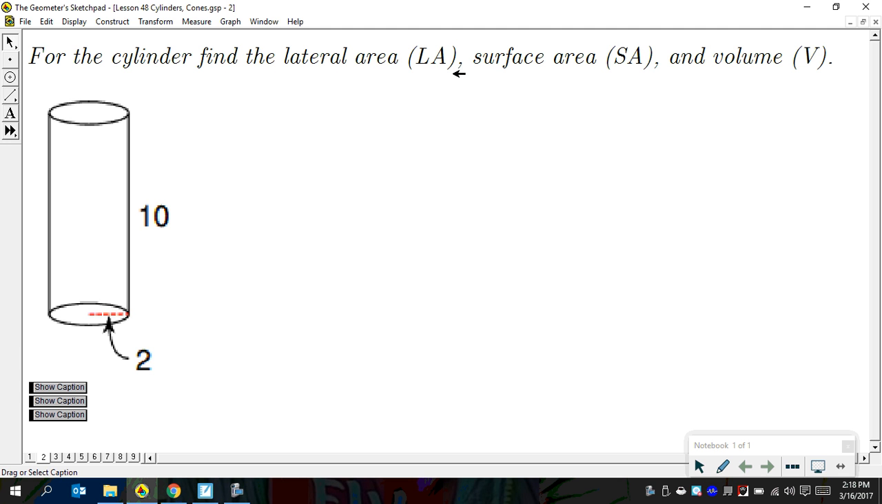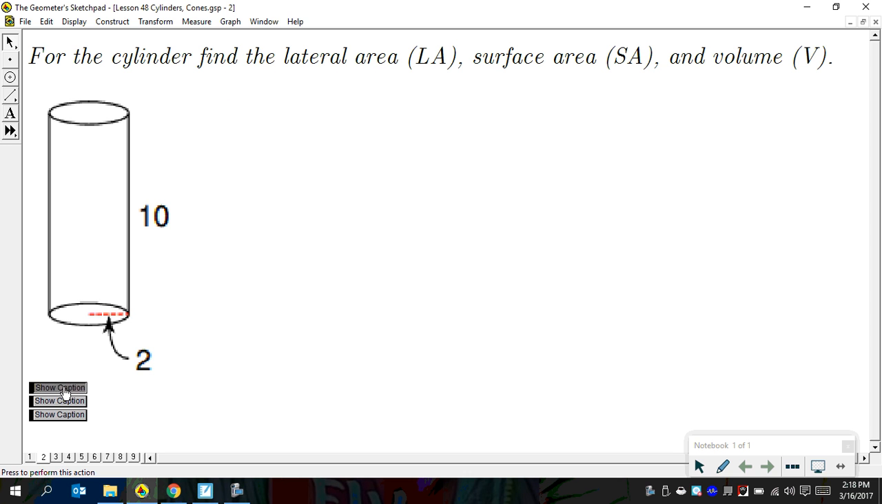So if you want to do an example where we're finding these three values, I'll say that the lateral area is the area on the surface of the figure not including the two bases, and the surface area is the lateral area plus the two bases.